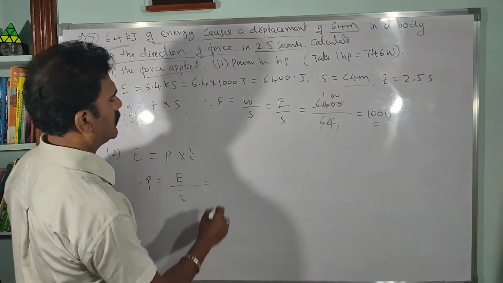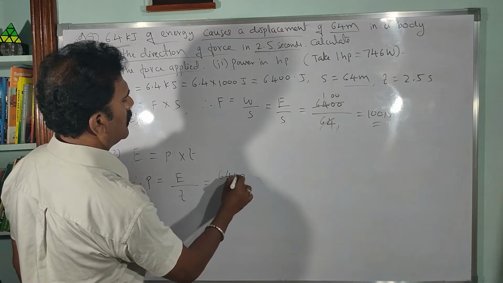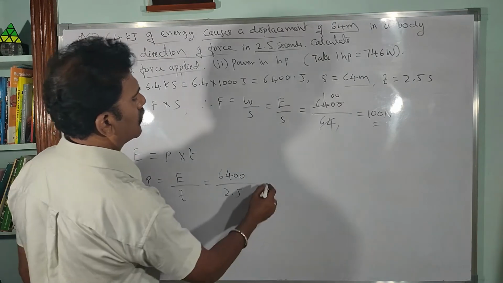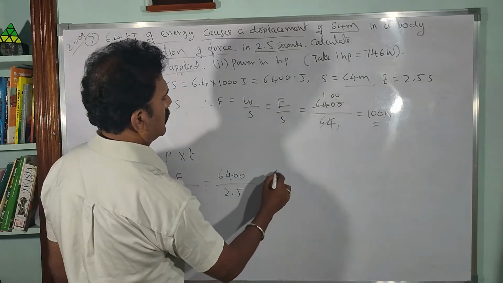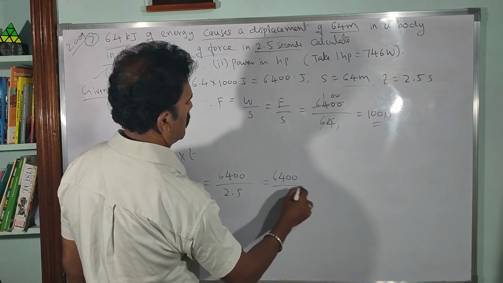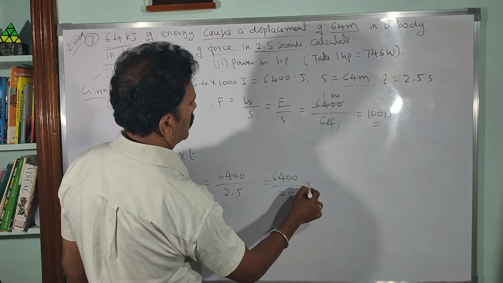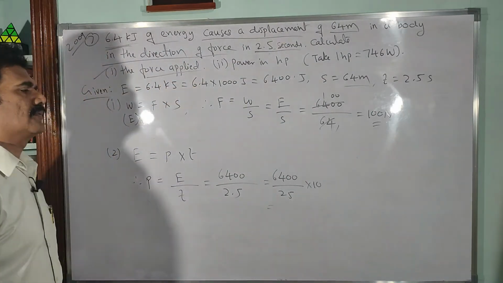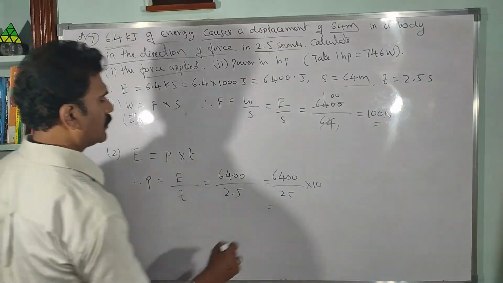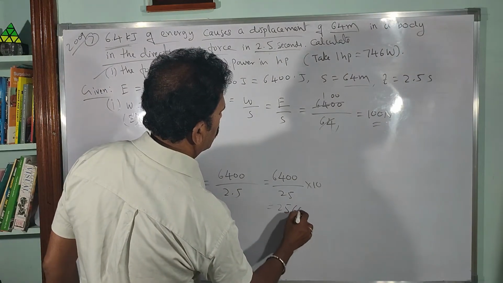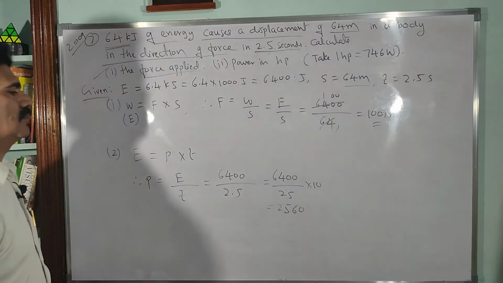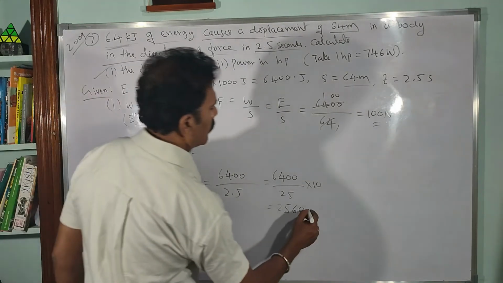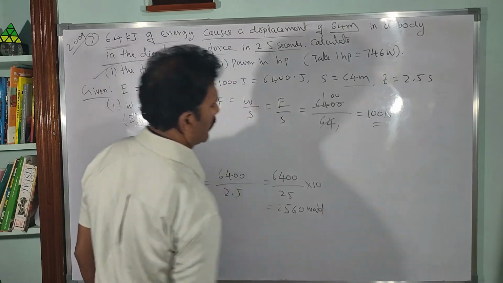What is the energy? So 6,400 divided by time taken, which is 2.5. To calculate, you simplify it as 6,400 divided by 25 into 10. Okay, so try this calculation. After calculation, you check it. 2,560 is the value. It is still in watts.